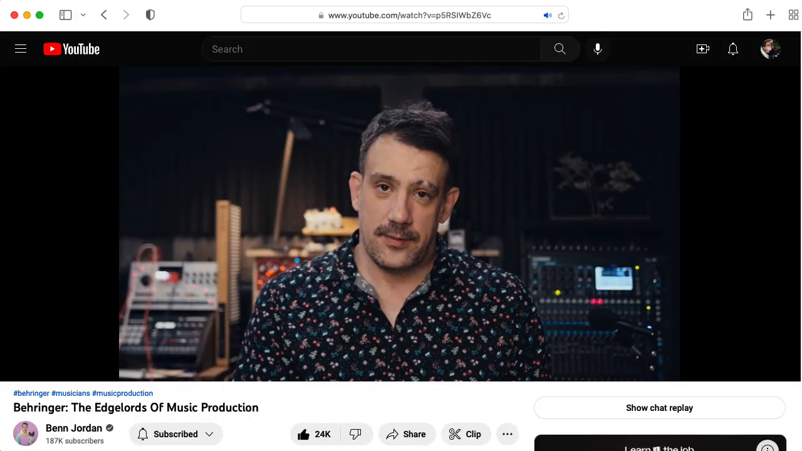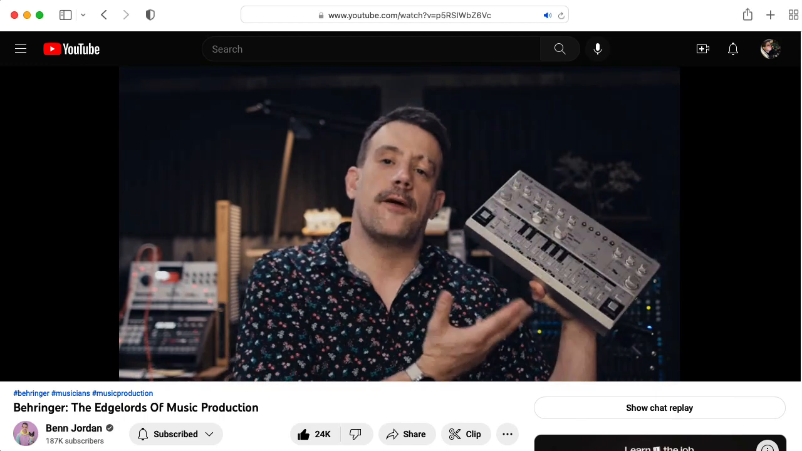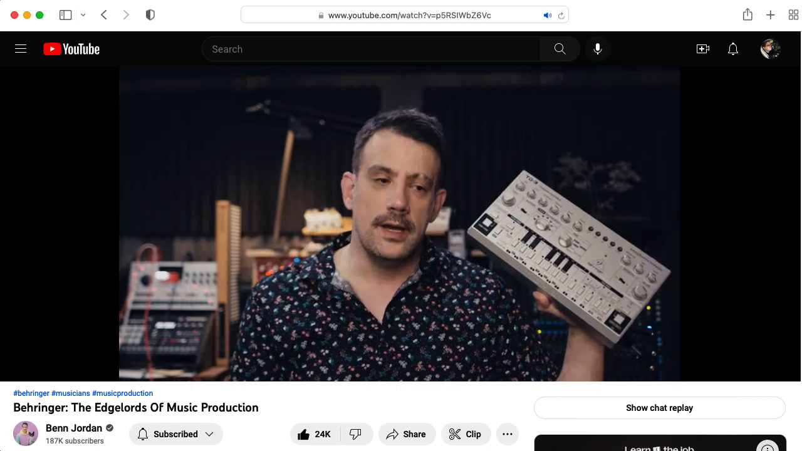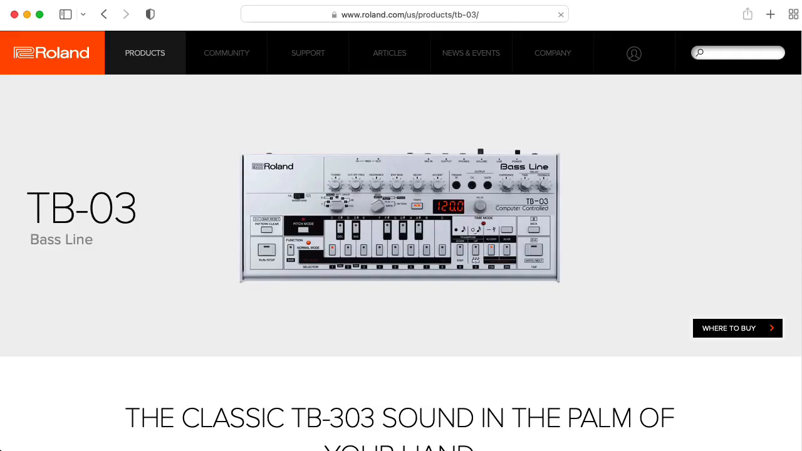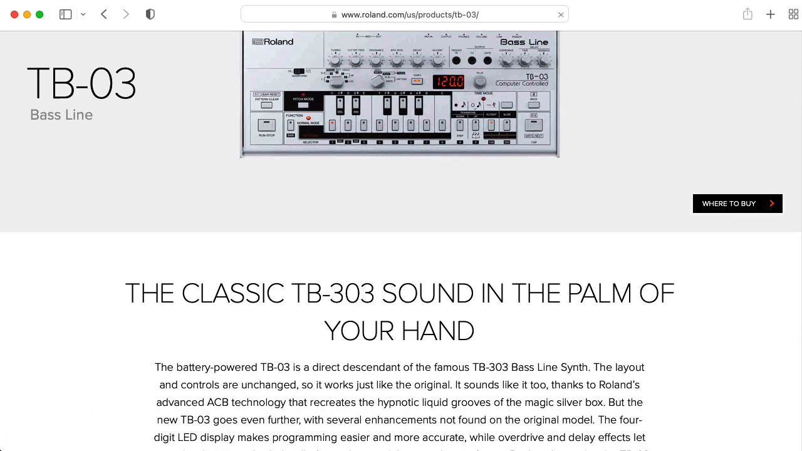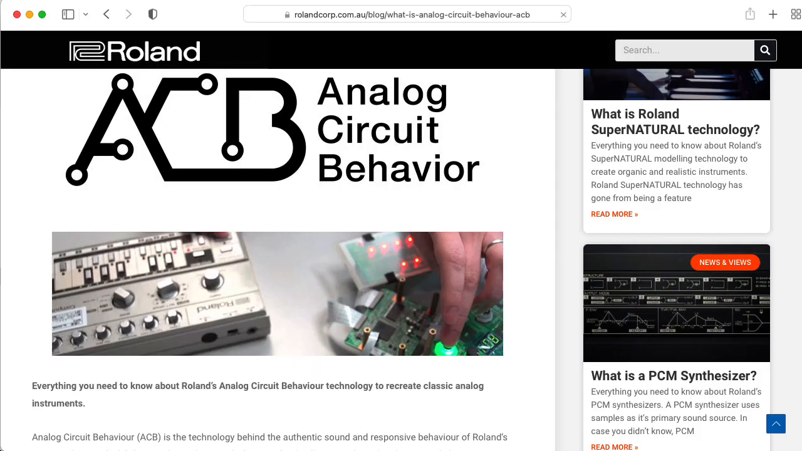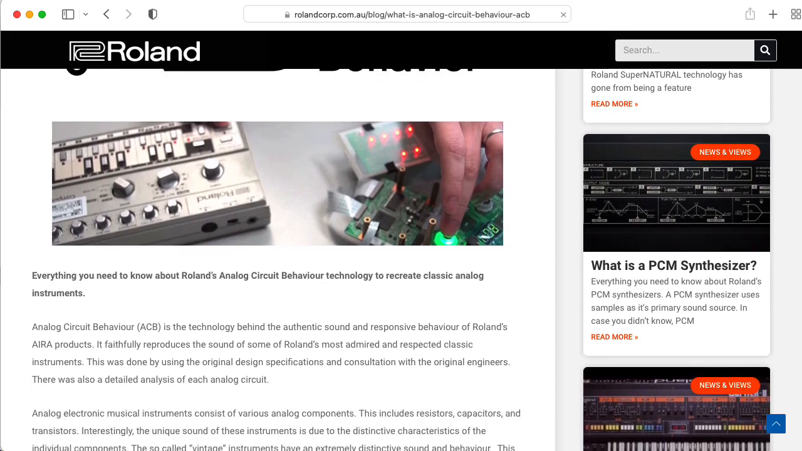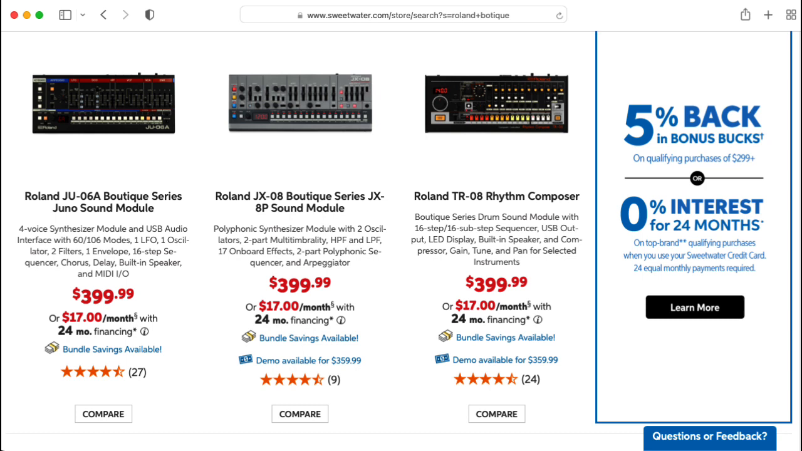What I want to talk about is some thoughts that came to mind when Benn said this. Like, this thing is indirectly marketed as a TB-303 clone. It isn't a TB-303 clone. Well, maybe, maybe not. There's no particular reason why it couldn't be. Now, if you look at the Roland TB-03 baseline, it says that it uses Roland's advanced ACB technology. So this is using some sort of digital signal processing-based emulation of the TB-303. It's part of Roland's boutique series, and I suspect these all have the same computer guts under the hood.